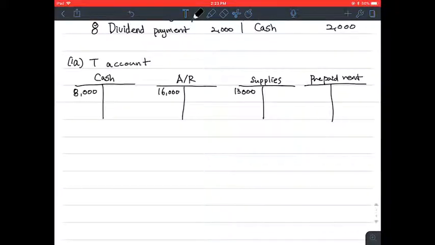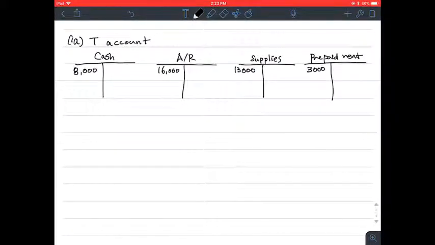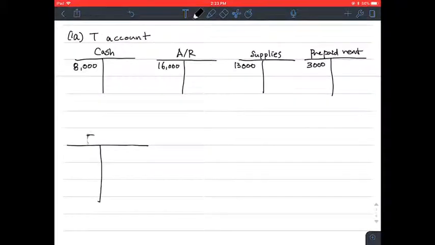Prepaid rent is basically you have already paid rent for the entire year, so that is your asset. You have the right to use the land for a certain amount of time because you have already paid it. So anyways, the balance was $3,000 on the debit side, and there was equipment. Equipment is like machinery, computers, maybe other equipment.